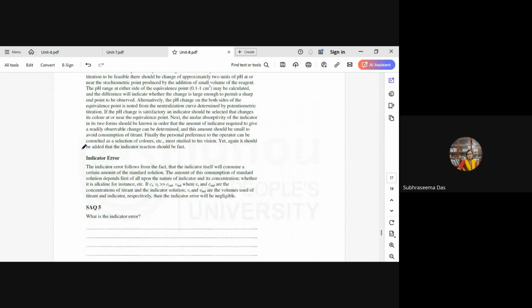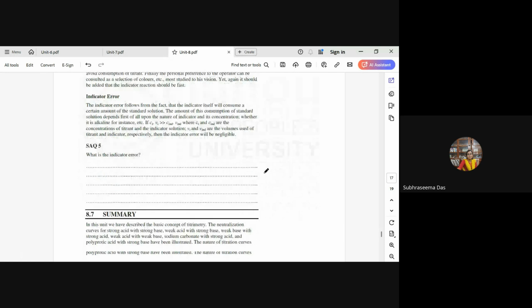Then coming to indicator error. The indicator error follows from the fact that the indicator itself will consume a certain amount of the standard solution. The amount of the standard solution depends upon the nature of the indicator and its concentration. If C_T V_T is greater than C_indicator V_indicator, where V_T and V_indicator are the volumes of the titrant and indicator respectively, then the indicator error will be very negligible.